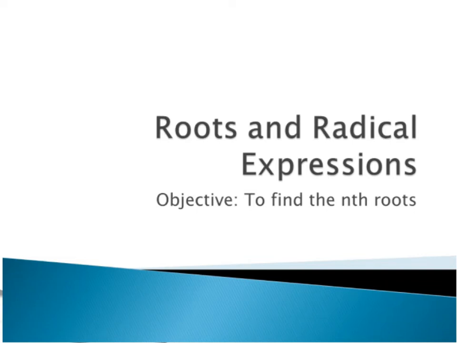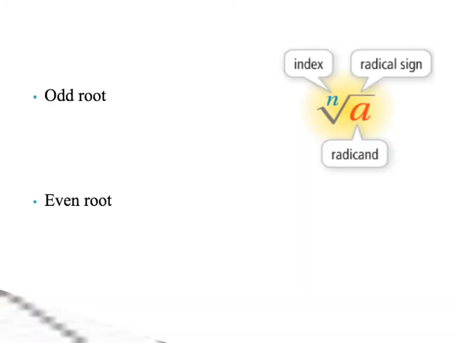Hello, to start off Chapter 6 in Algebra 2, Roots and Radical Expressions, to find the nth root. First we have to talk about radicals and what different vocabulary we have with radicals. First we have the radical sign. This right here would be the radical sign. So you'll hear me say radical or root a lot because it's also the same meaning, means root.